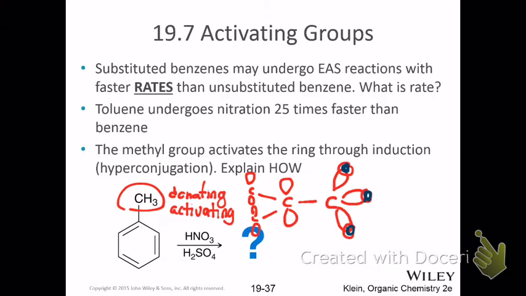Now, as this group rotates around and around, every once in a while it lines up with this p orbital, and when it lines up with that p orbital, the electron density in the bond transfers or is connected to the electron density of the ring. And when it does that, that induces electron density into the ring. So it's an electron donating group. We say by hyperconjugation. Some people will call it an inductive effect, but it's just through space.